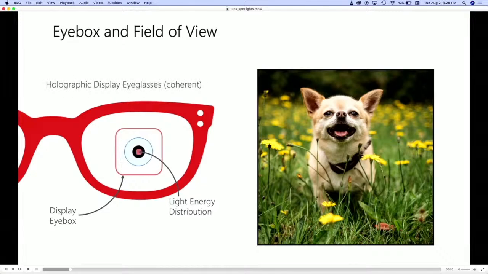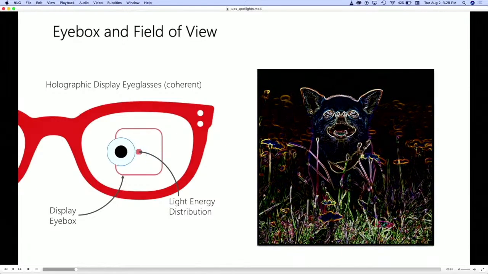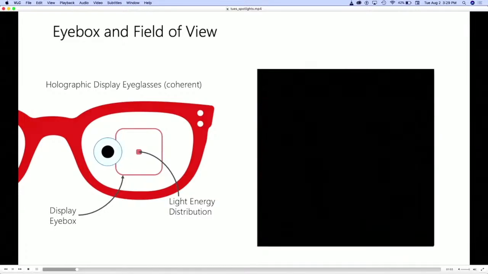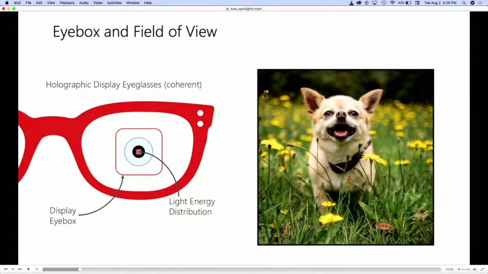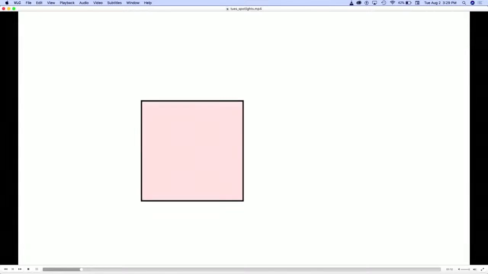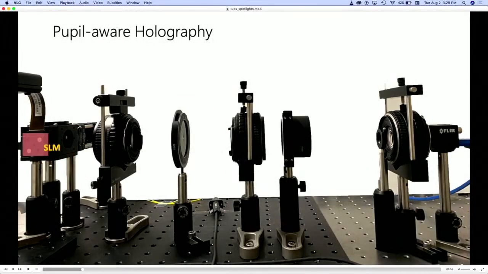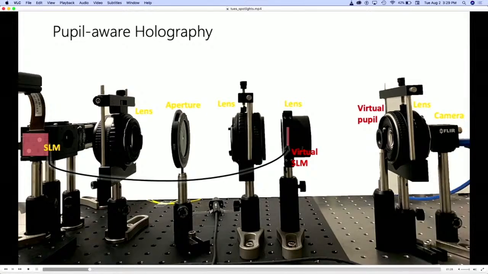Although the display optics can allow for a wide eye box, holographic display methods unfortunately place all of the light energy into a small focused region. This effectively reduces the eye box to less than 1 millimeter in size. To overcome this problem, we introduce a hologram optimization framework called pupil-aware holography. To validate our method, we built a prototype holographic display where the SLM is relayed onto a lens using a 4F system. The images generated by this display are captured by an imaging setup built to mimic a virtual eye.